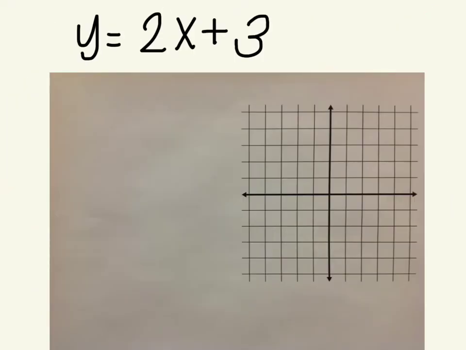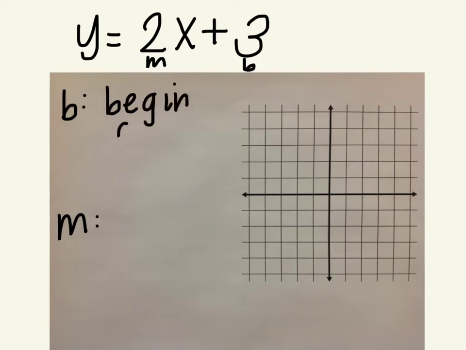Here's my coordinate grid. I have my equation y equals 2x plus 3 at the top. Now I have to remember, this is my m, this is my b, and I'm going to use the mnemonic of beginning at b and moving with m to help me graph this equation. So if I begin at b, I'm going to begin at the point 3. When x is 0, y is 3. So right now, let's graph that coordinate point. 0, 1, 2, 3. I'm going to put my dot, and that's my y-intercept. That's where my line crosses the y-axis.